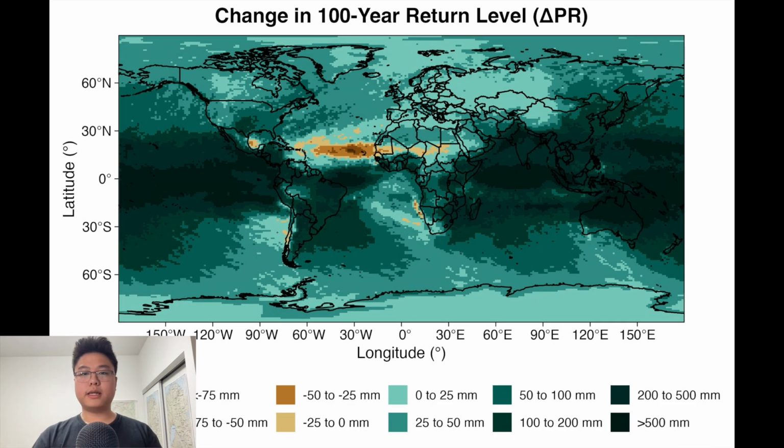This map shows the difference between the last 2 maps. You can see that most of the world experienced an increase in the amount of precipitation for the 100-year return level events. That means for most of the world, the rainiest year of the century will become much more extreme, where you can see many parts of the tropics experience an increase of more than 500 millimeters per day.